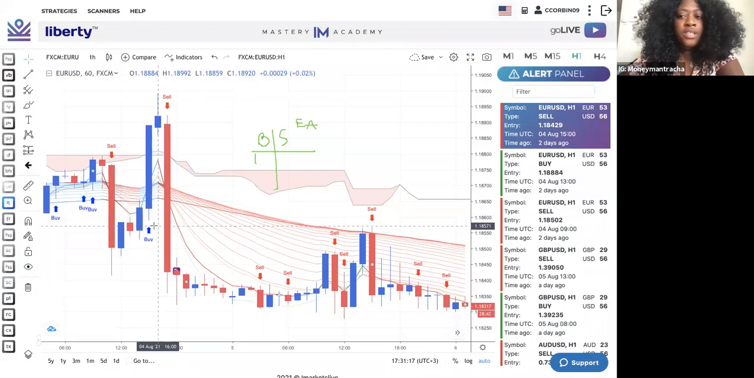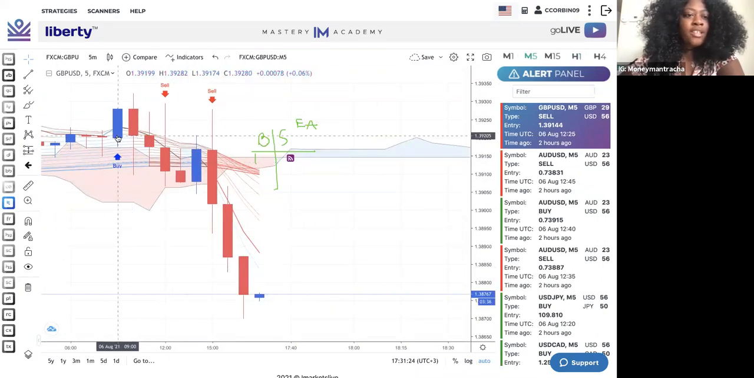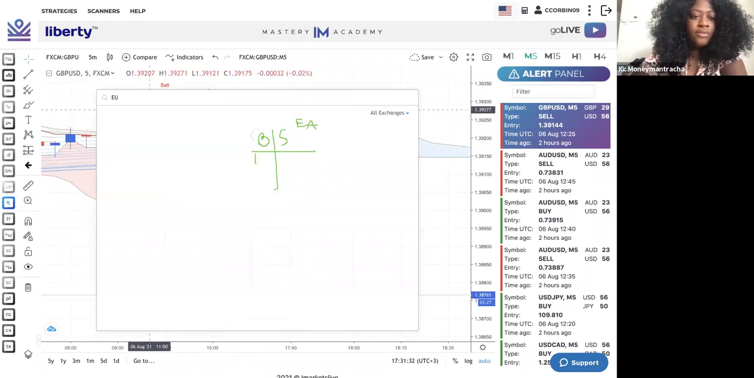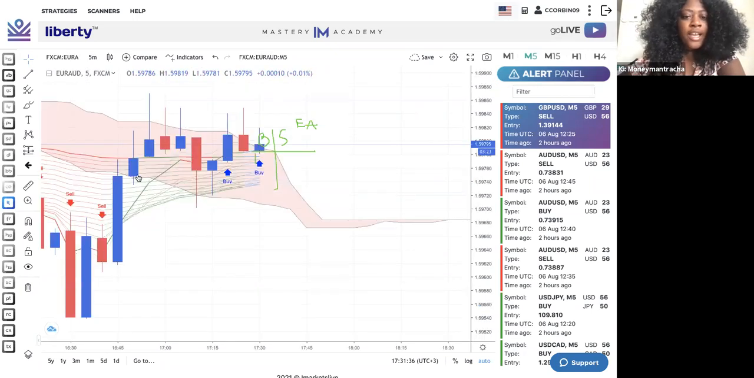So you come to the Liberty Scanner and it's not automatically going to be on the currency pair that you want it to be on. So you have to, again, make sure it's lined up. We know because we wrote it down. So we're going to go to Euro AUD, and we're going to select M5.